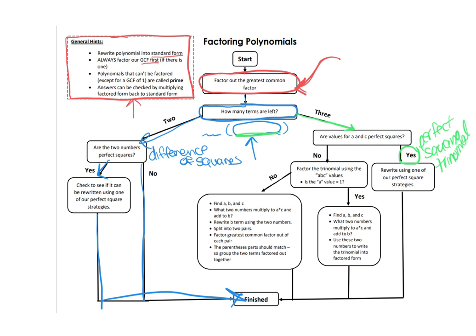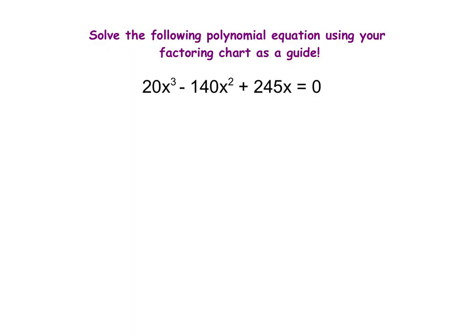If A and C are not both perfect squares, then we're going to head down this pathway. And we're then going to look at factoring the trinomial using the A, B, and C values. So if A is equal to 1, you know that we have a shortcut that we can use. If A is not equal to 1, the process is a little bit longer. But those are kind of the questions you want to be thinking about as you factor polynomials completely, starting with your greatest common factor and then looking at how many terms you have to decide which strategy then might be the most appropriate moving forward. So let's take a look at this first example here.